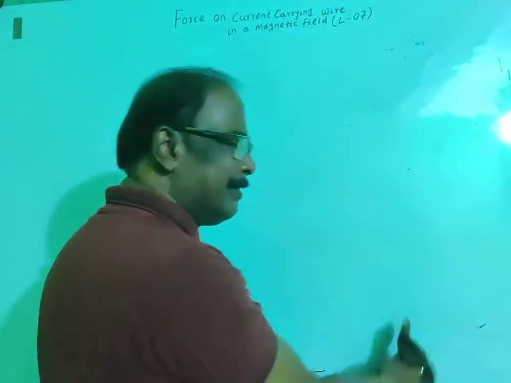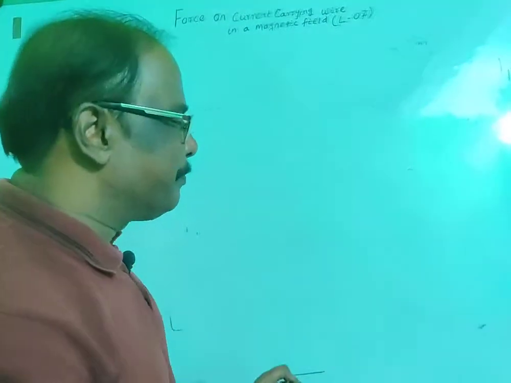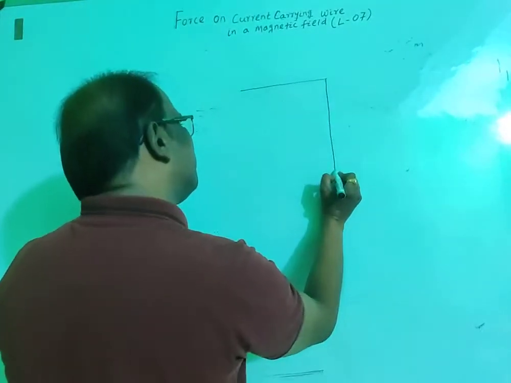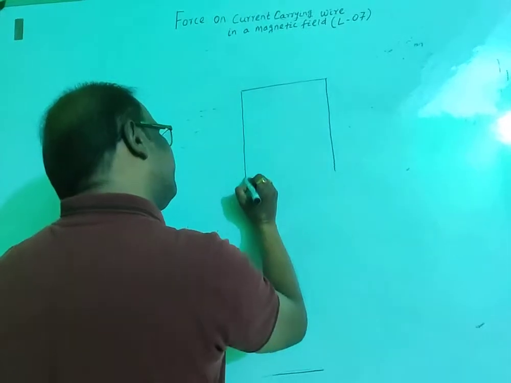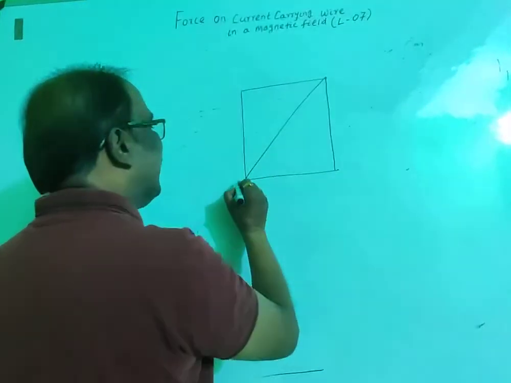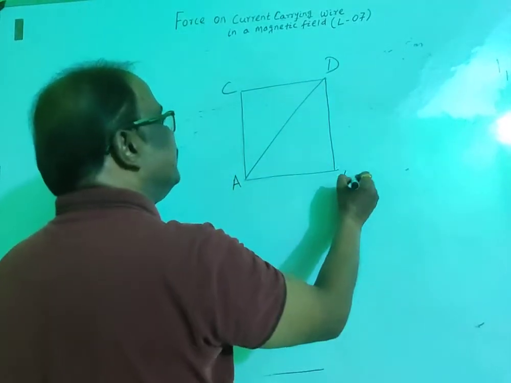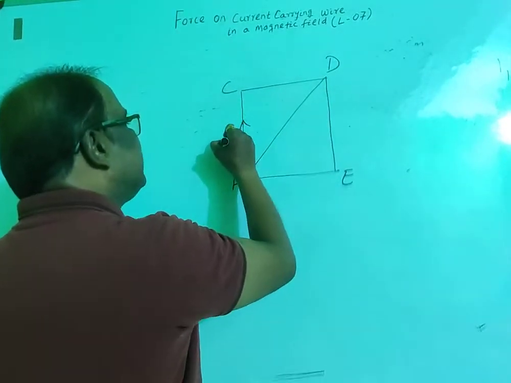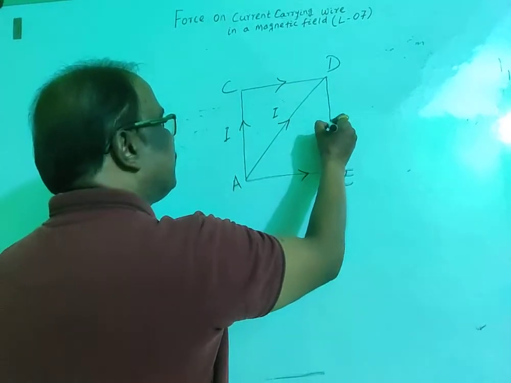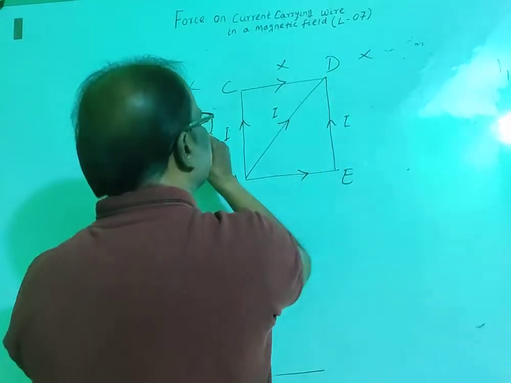Very good question. Of course, let's do another small bit. Suppose this is a wire like this, A, C, D, E. Current flowing is I. Placed in a magnetic field.